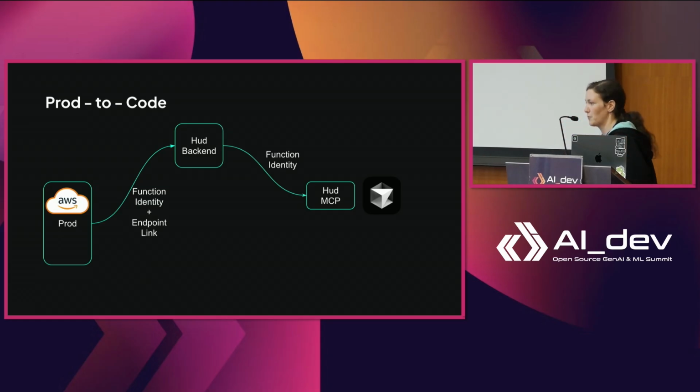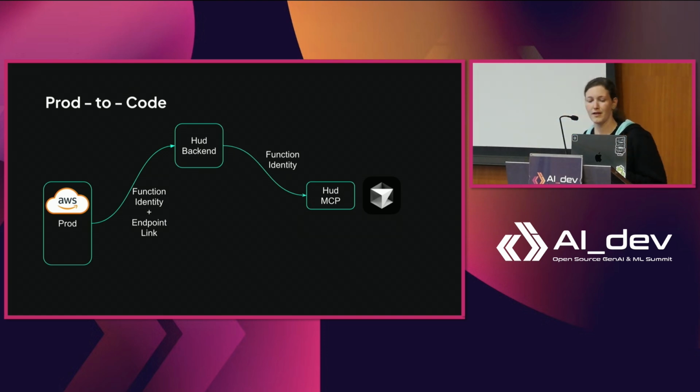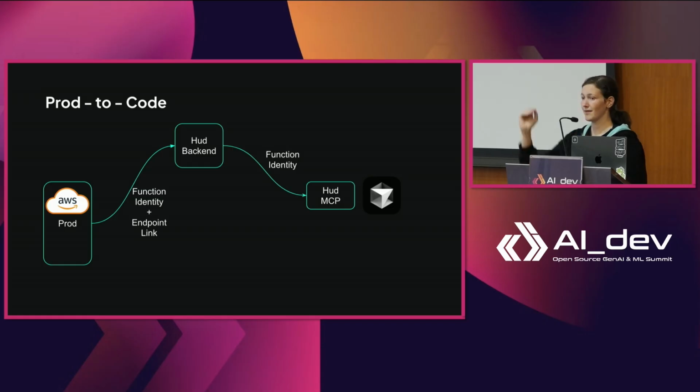So we built what we call prod to code, which means that when our sensor is running in production in AWS, Azure, GCP, on-prem, whatever, it basically calculates what we call function identity. So a set of attributes that are unique to that specific function, and also the link to the different endpoint or event consumer. So this function, here are its attributes, and it is being invoked from the getUser sign-up endpoint.